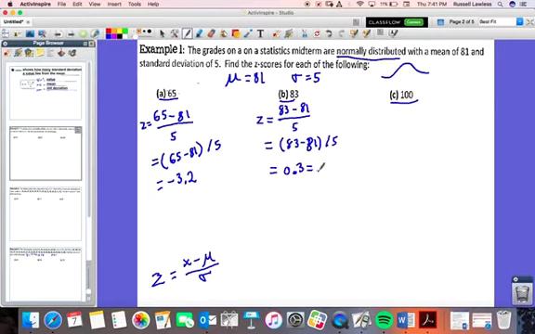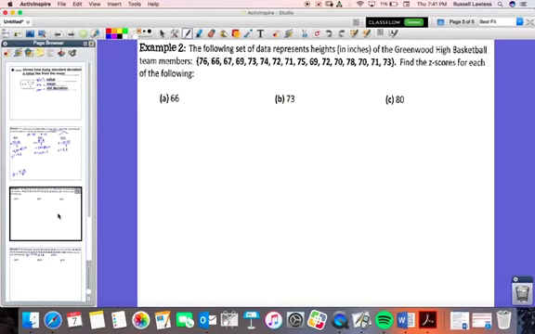And then let's go to this last one. We're going to look at the data point of 100, subtract the mean of 81, and then divide that by 5. I'm not going to write it out, I think you kind of get my point. That will give us a z-score of 3.8, which is again in the 99th percentile, positive 3.8 standard deviations above the mean.